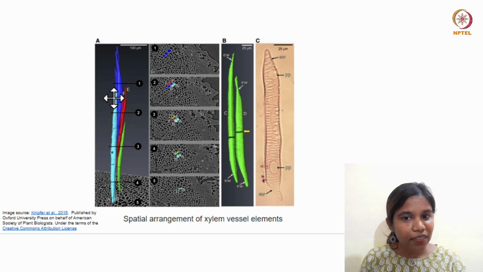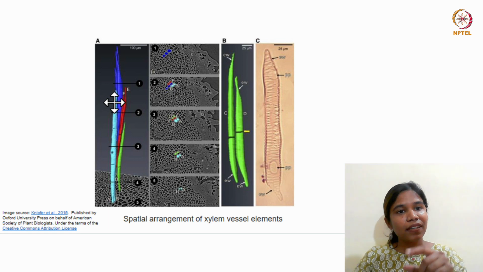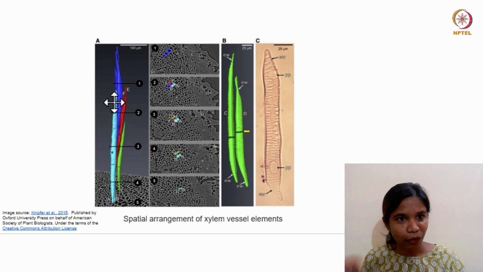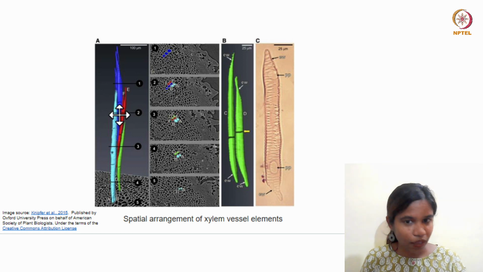Okay, but it ends here. It's not going to the very top. It ends here, but now it is connected to another vessel from the sideways, which is the dark blue vessel. Now this vessel has two vessel elements, as you can see. One is here and one is here.